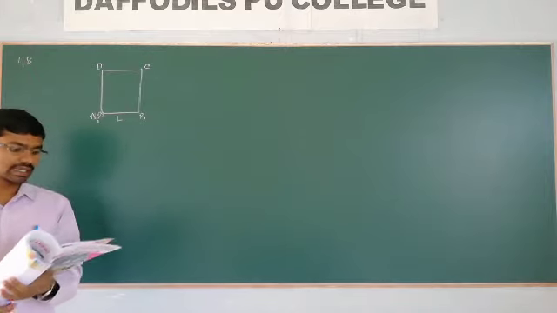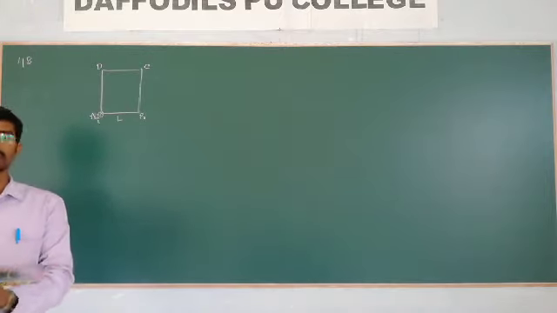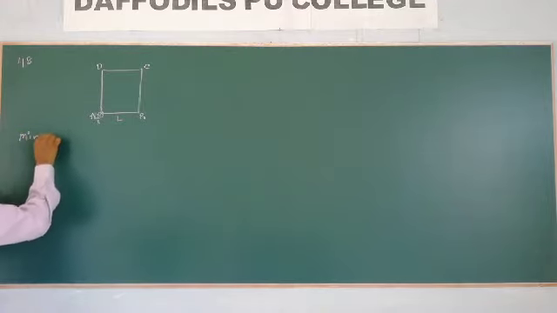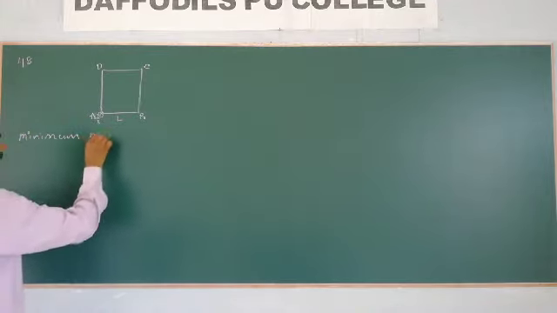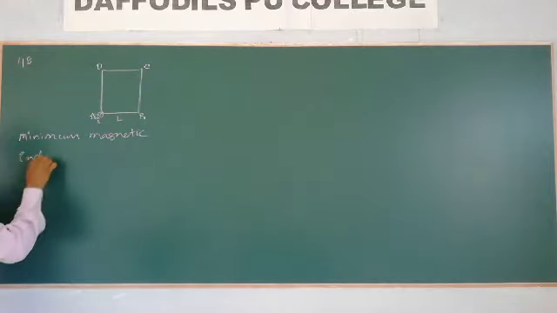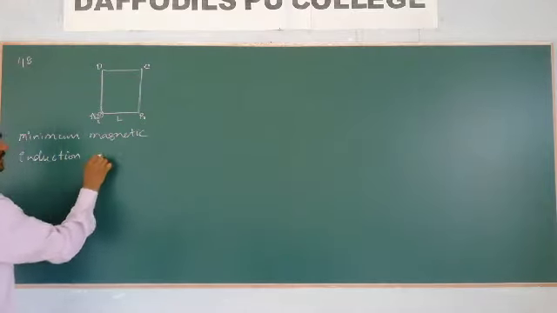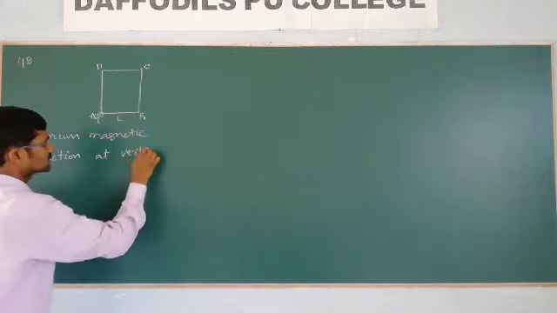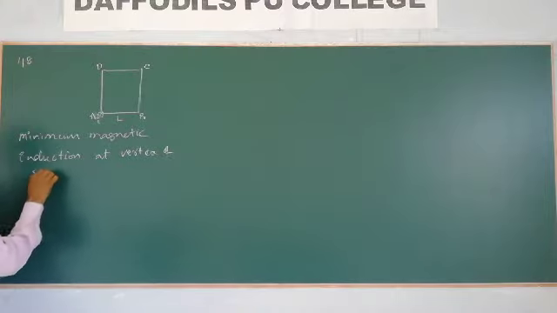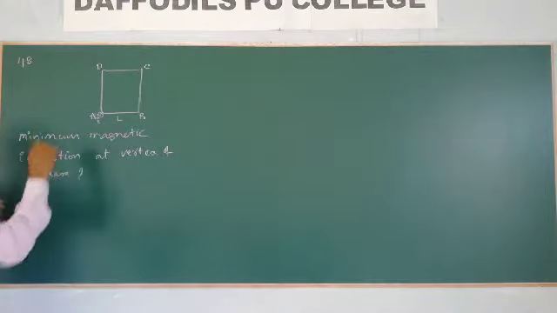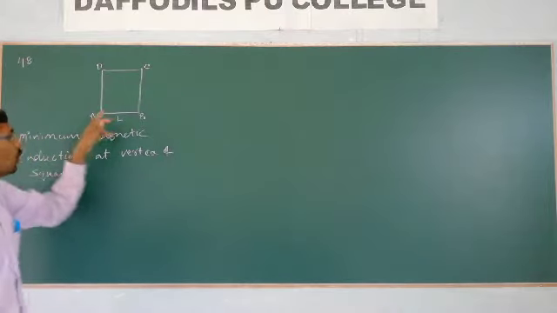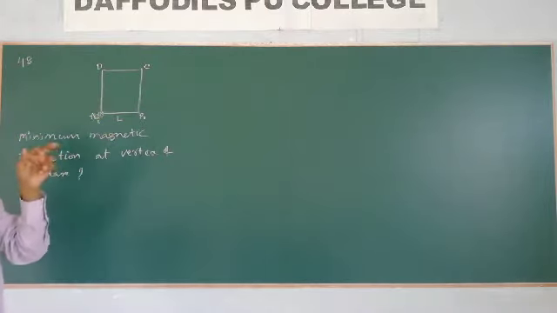The minimum magnetic induction at a vertex of a square. Now let us see. Here the sides of the square do not carry current. Only this wire is carrying current.